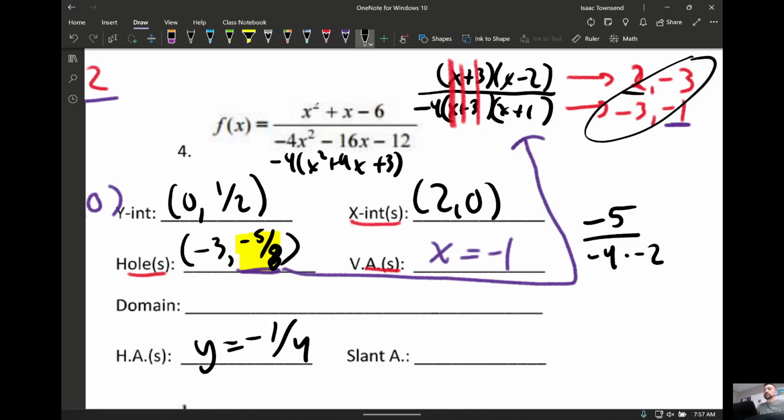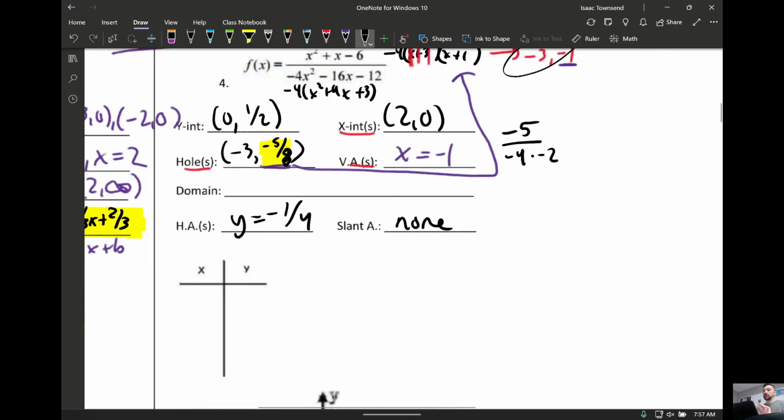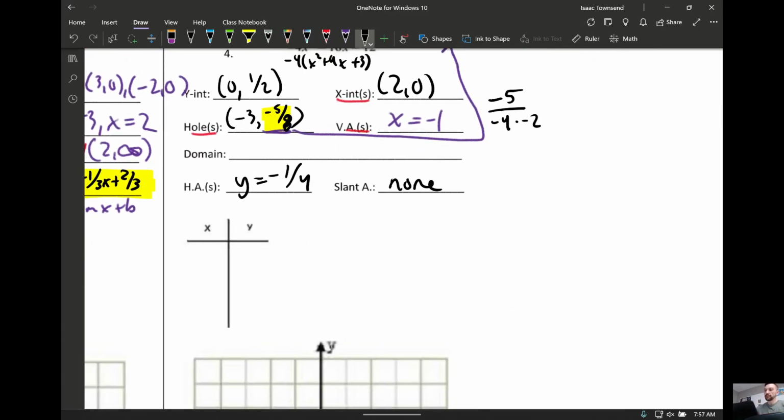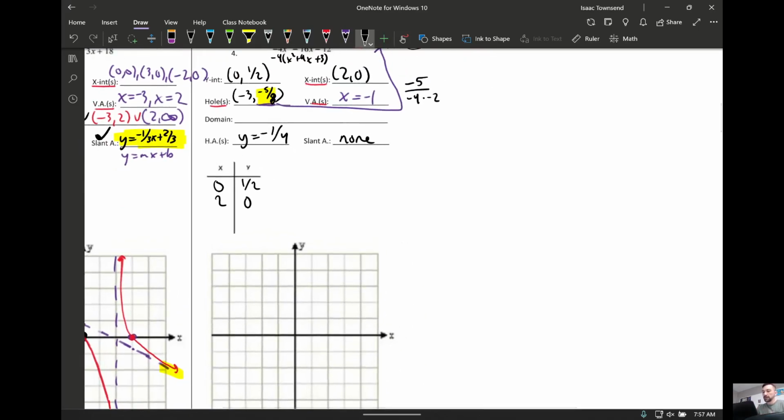Okay, slant asymptote is the one that's a pain. We have to do long division, but only if it has one, and that's only if the numerator has a degree 1 bigger than the degree of the denominator. So that's pretty quick. And then if we take all this information, realize we have 2 points on our graph, and 2 asymptotes, and a hole. If we start putting all this on our graph, our graph is going to come together very quickly.